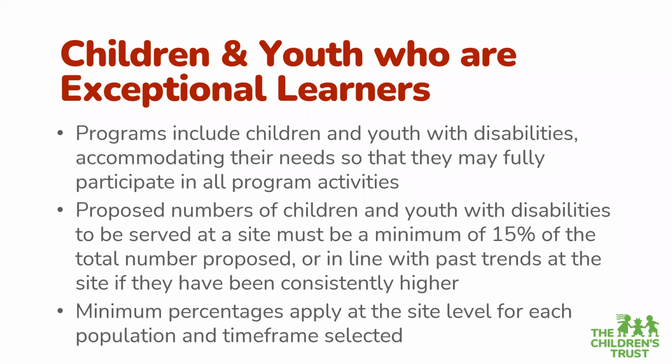And the minimum percentages apply at the site level for each population and each time frame. So if you're proposing to serve elementary and high school, that 15% for that site is 15% at a minimum, right? 15% for middle school, 15% for elementary. And then also by time frame, if you're choosing to apply for both school year and summer, those expectations will be set across those as well.